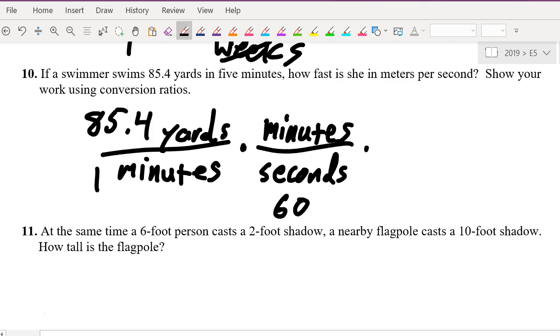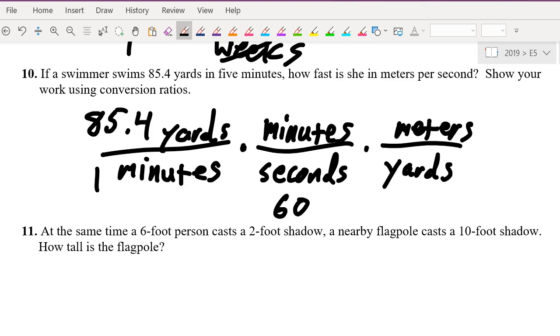All right, what about yards? Yards on the bottom, exactly, and that is to meters. So we need to find out how many meters in a yard. I put that in my phone last class, and I think it was 1.09 something. Yeah, there it is, 1.094. Let me make sure. 1.094 yards per meter. You could do meters per yard also.